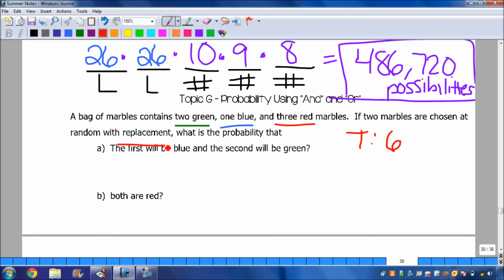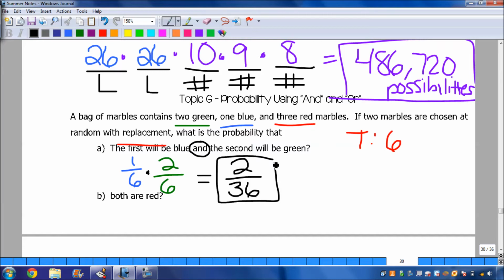Well, the probability that the first will be blue is 1 out of 6, right? And the probability that the second will be green is 2 out of 6. To figure this out, all I have to do is multiply my two numbers together. Whenever it's the word and, I have to multiply them together. So I end up getting 2 out of 36. That's my probability. Okay?